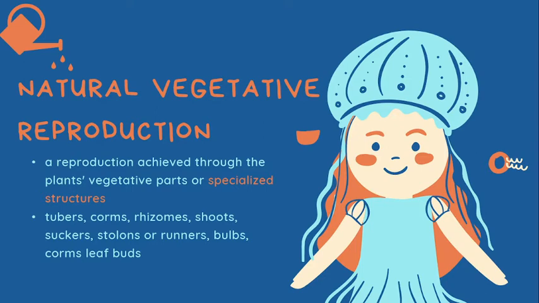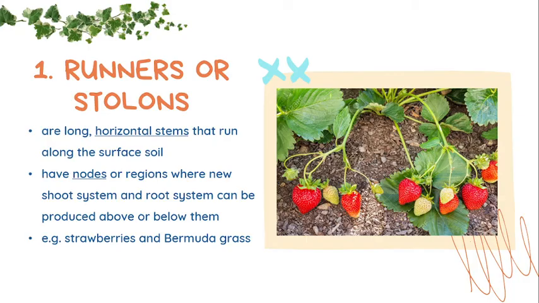So here, we have what's called specialized structures, which I bet are already familiar to you. You know these, so I want to show them to you. Okay. First one we have are called runners or stolons. They are called runners because they have these horizontal stems that seem like they are running along the surface of the soil. These runners or stolons have nodes, the parts where new shoot and root systems can be produced, allowing them to reproduce and have a lot of new plants there.